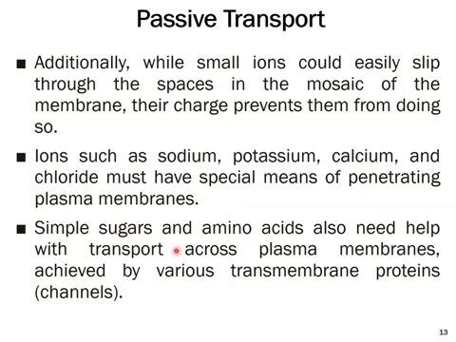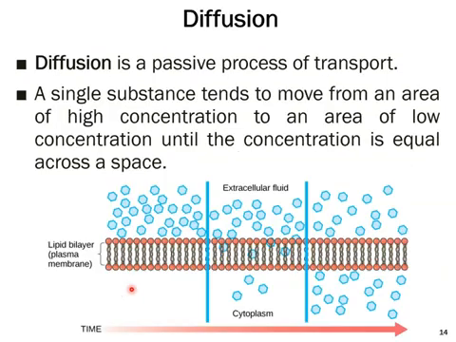Simple sugars and amino acids also need help with transport across the plasma membrane. Sugar molecules are also polar molecules and need help to get transported across the membrane, and that is achieved by various transmembrane proteins or channels through which these sugar molecules can pass.